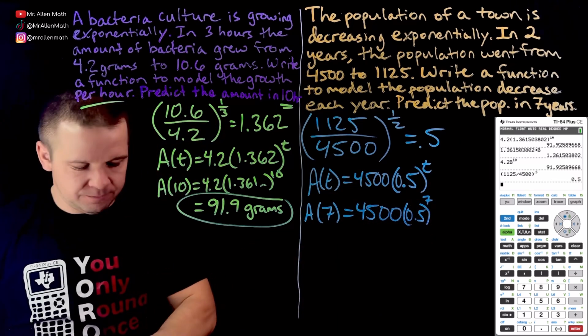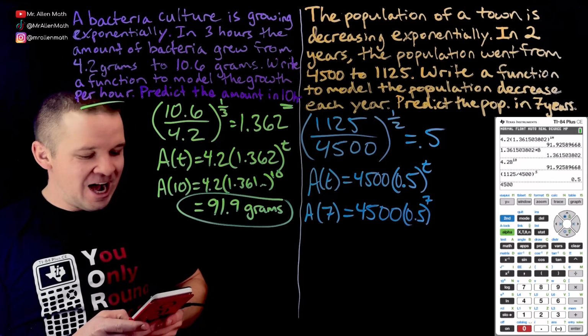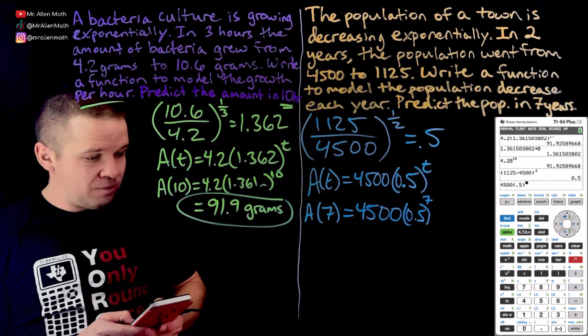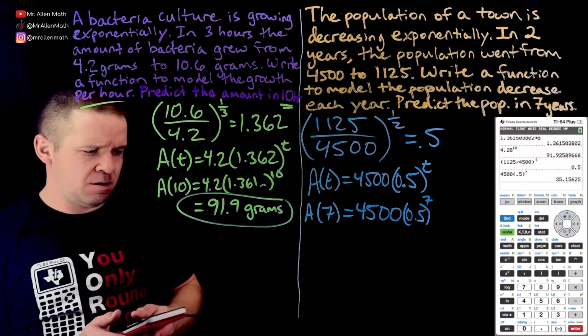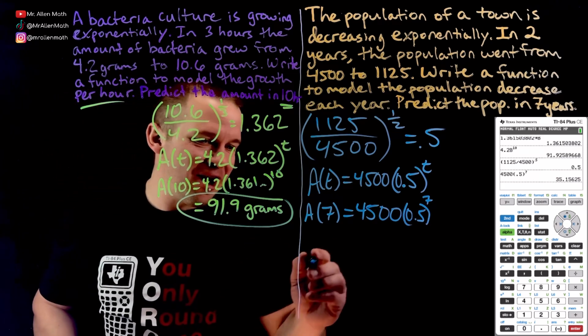Let's type it all in. I don't think I need to store the 0.5 this time. So you got 4,500. Let's see here. Parentheses 0.5 raised to the 7th power. There's going to be nobody left. So we got 35 people.